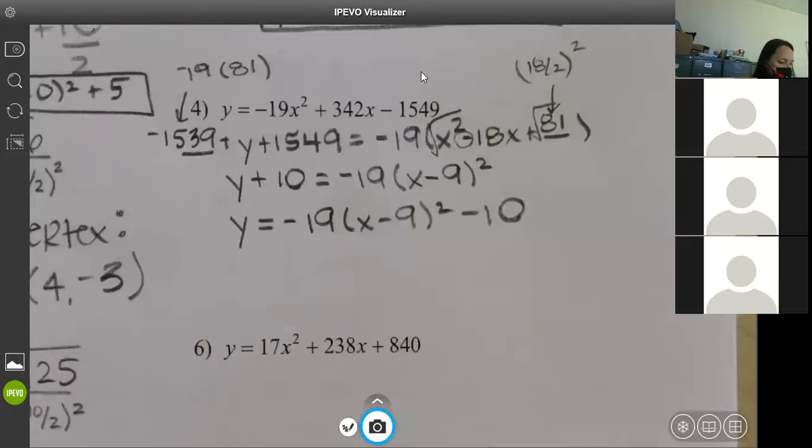What happens? Right 9, down 10. It flips over the x-axis and makes it skinnier. Yeah, not shrink, but stretch. Super skinny, super skinny. Yeah, stretch.